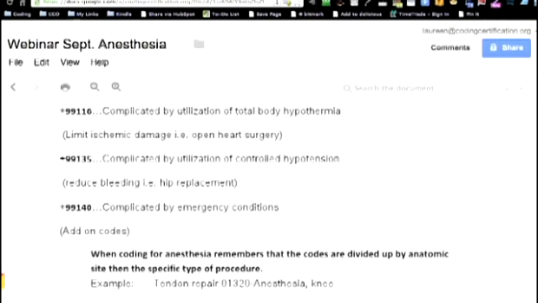The same thing with 99135. This is a complication of utilization of controlled hypotension. Now, you think, why would you make somebody's heart slow down? Well, it's because they're wanting to not have so much bleeding. And one of the examples that I had read about was a hip replacement. If you've ever seen a procedure with a hip replacement, I mean, it's brutal.